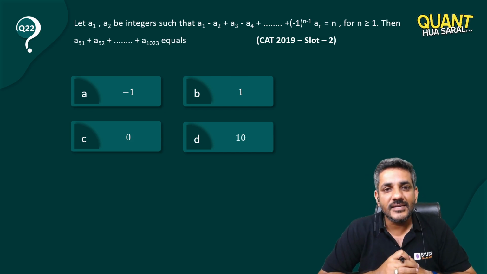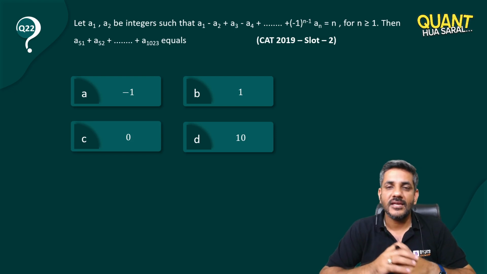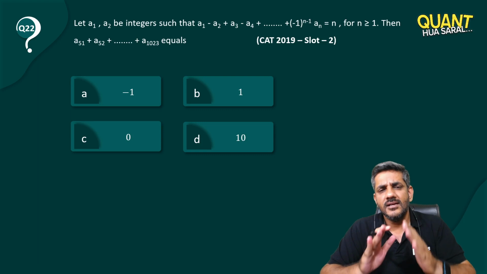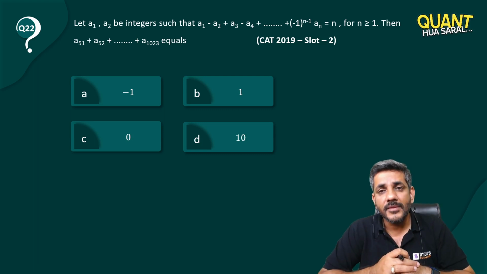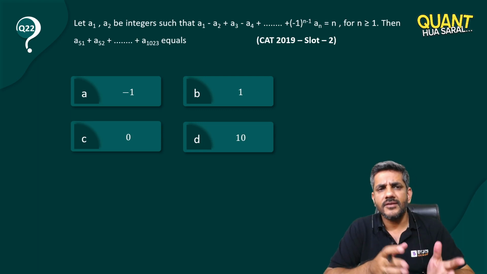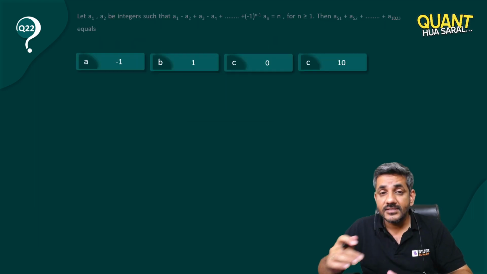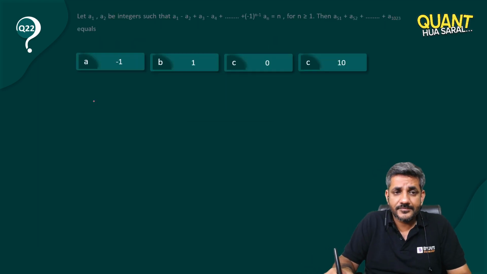Let a1, a2 be integers such that a1 minus a2 plus a3 minus a4, and so on and so forth. So basically, it is plus minus going on. It is equal to n for n greater than or equal to 1. Then we have to find out the value of a51 plus a52 up to a1023. So what is the right way of solving this question?